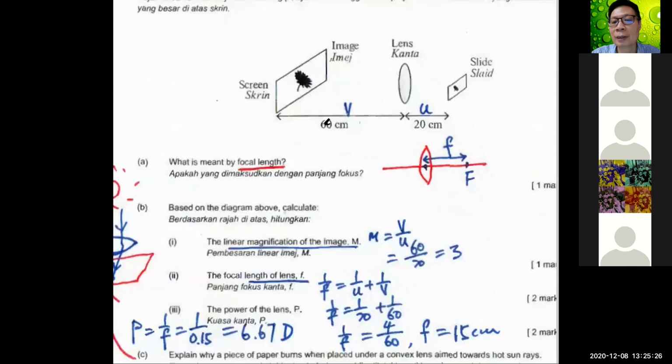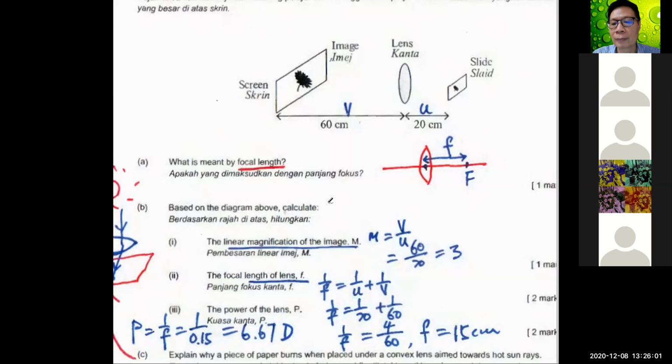Okay, come, you look at the diagram. This one is image distance V. Object distance is U. So this is the image distance. This is an image, this is a lens. The slide actually is the object. So from the distance here, this is object distance U. To find linear magnification, use this formula: M equals V over U, 60 divided by 20, so you get 3. That's the answer for linear magnification.